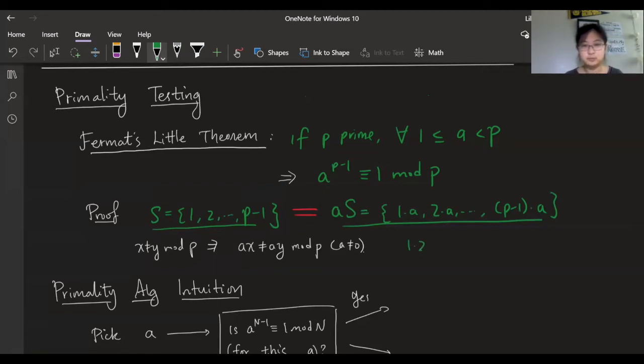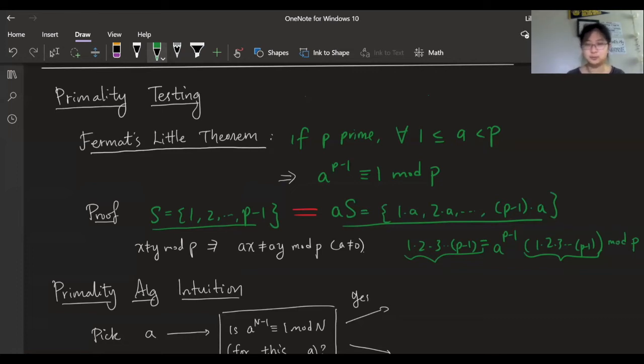So I get 1 times 2 times 3 all the way up to P minus 1 is equal to 1 times A times 2 times A times 3 times A all the way until P minus 1 times A. So if we pull all the A's out, we're going to get P minus 1 copies of A, and then we're going to get 1 times 2 times 3 all the way up to P minus 1. Now notice that there's this common factor, right? And then since we're working over mod P, as long as this factor is non-zero, we can find a multiplicative inverse, or basically divide by it, to get rid of it.